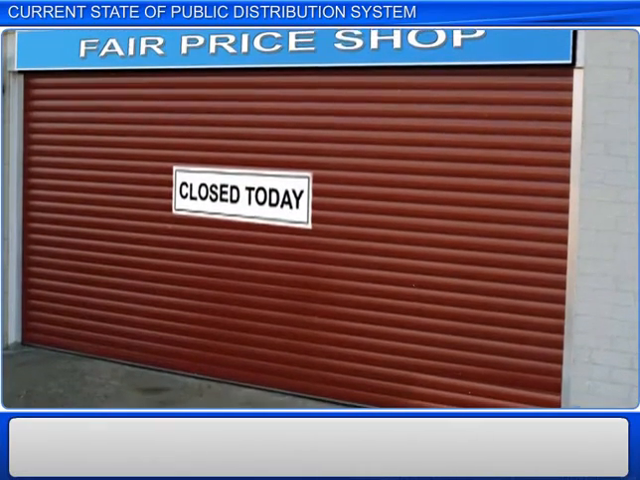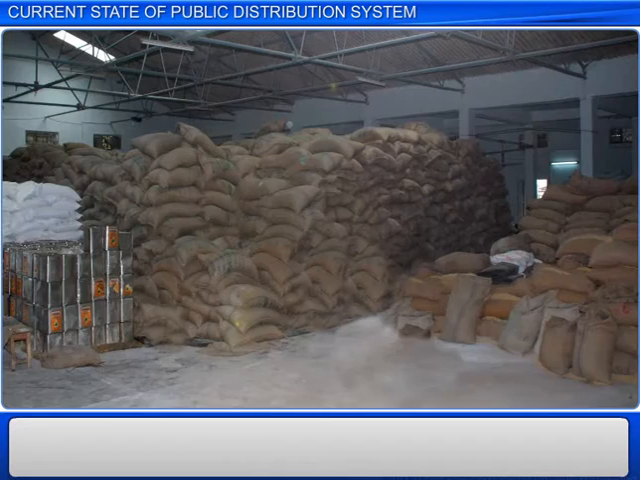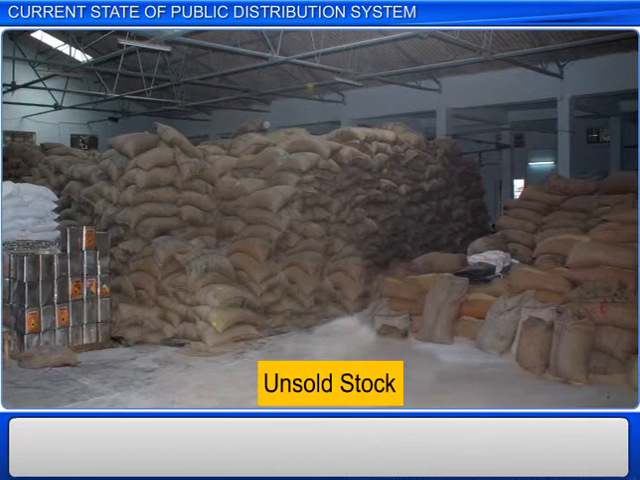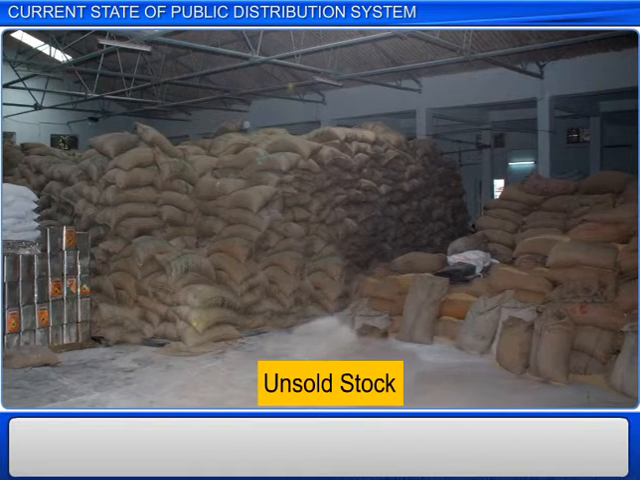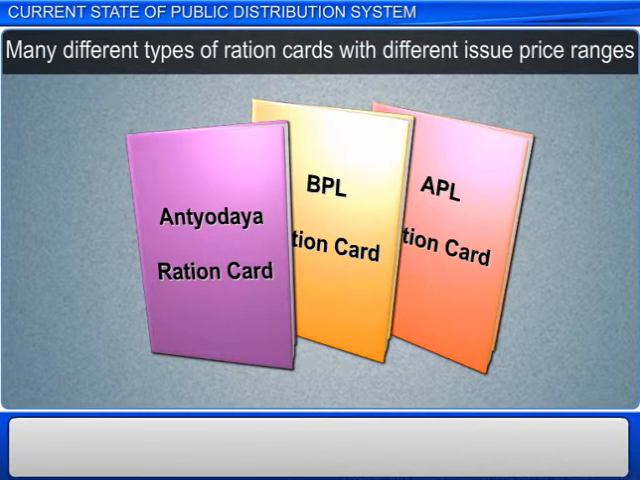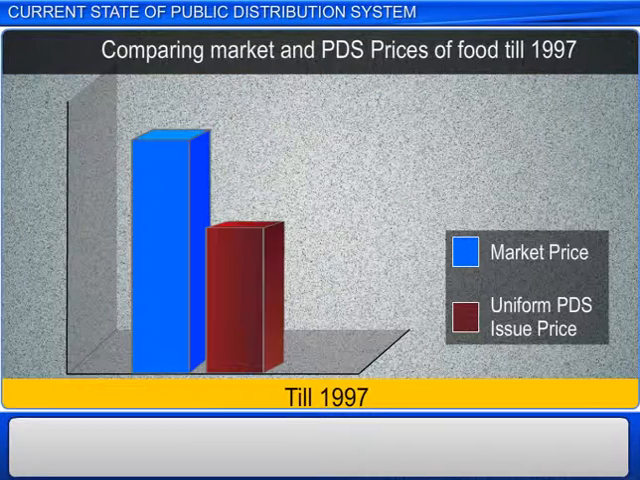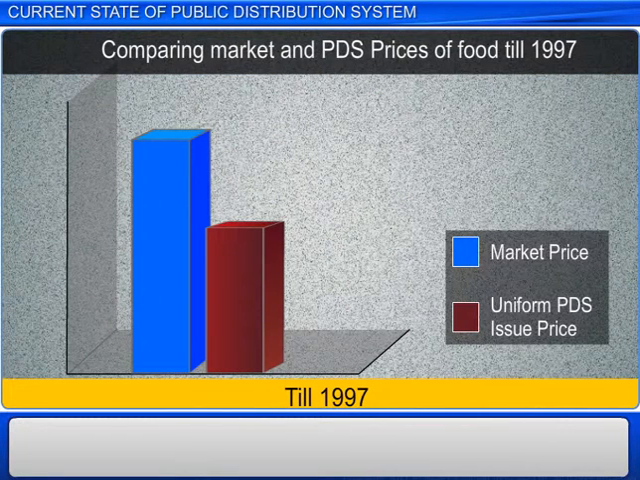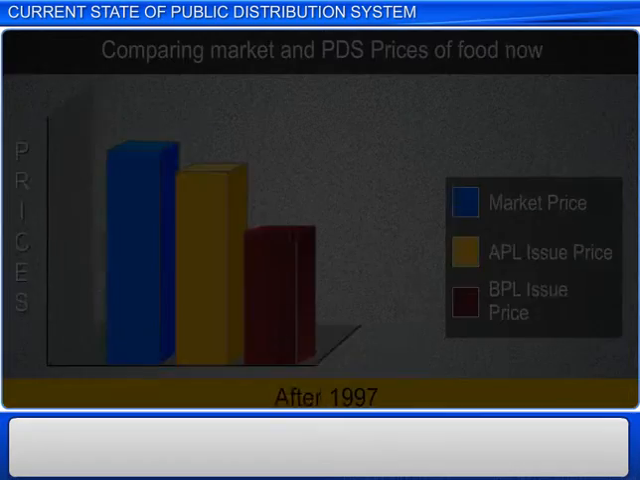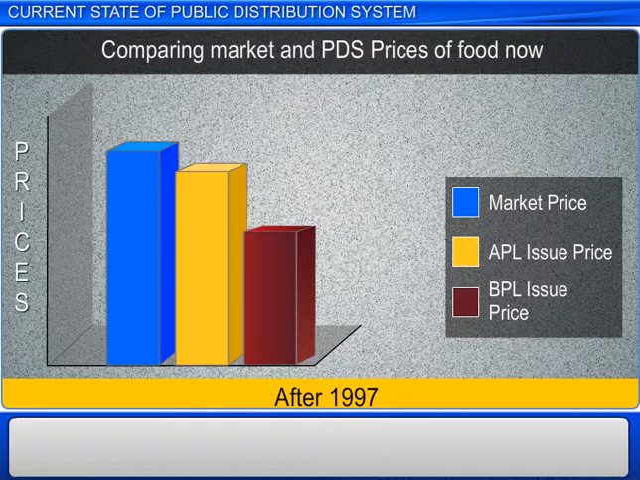Another problem is of unsold stocks left with PDS dealers. Many different types of ration cards with different price ranges are responsible for the unsold stocks. As mentioned earlier, till 1997, all families with ration cards could buy a fixed quota of food grains and sugar from ration shops at uniform subsidized rates. However, now people who live above the poverty line and have ration cards of that category get very little subsidy on prices, and thus have little incentive to buy from ration shops.